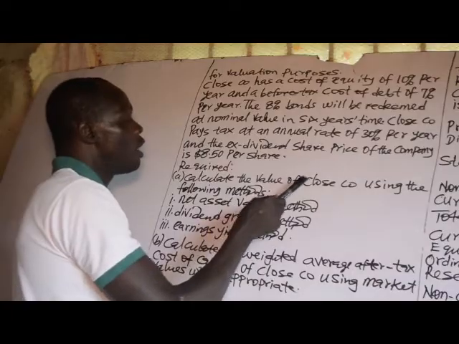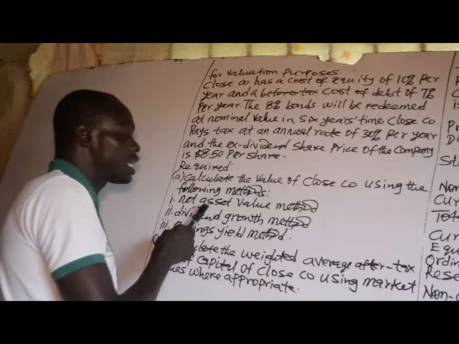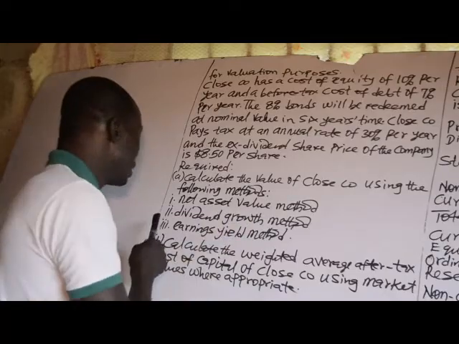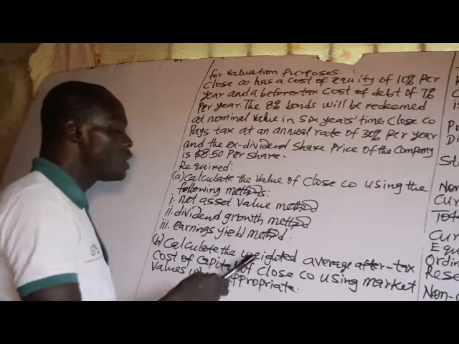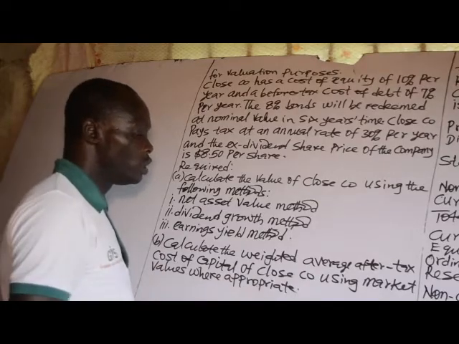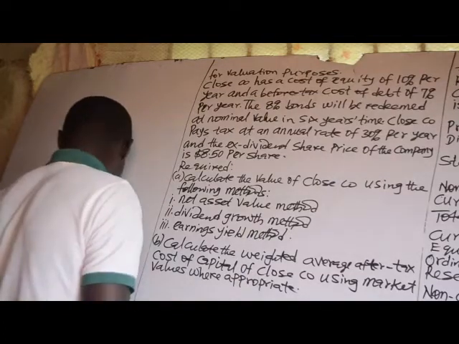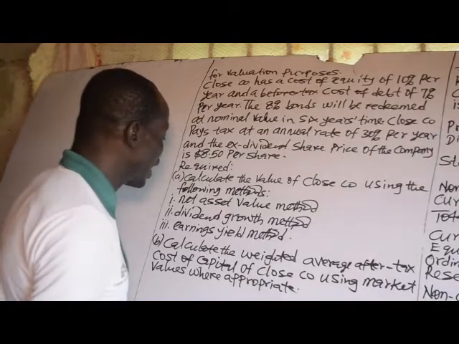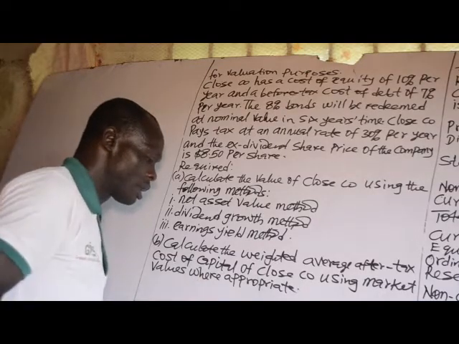Required: A. Calculate the value of Close Co using the following methods. 1. Net asset value method. 2. Dividend growth method. 3. Earnings yield method. B. Calculate the weighted average after tax cost of capital of Close Co using market values where appropriate. That is the question. This question is obtained from the Practice and Revision Kit, ACCA by Kaplan. Now let's have the solution.